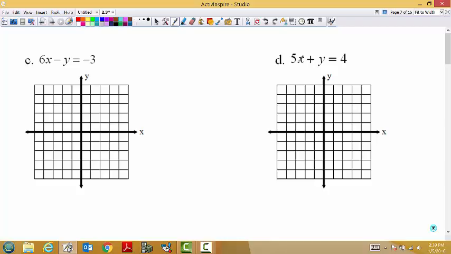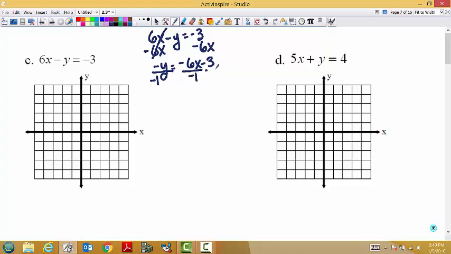Now C and D are harder because they are not already in y equals mx plus b. So if they're not in y equals mx plus b, you need to put them in y equals mx plus b. So I'm going to solve for y. You remember you're solving for y, so how do you get rid of a positive 6x? You subtract 6x. So I have a negative y equals, and I go ahead and write my x first because I wanted it in mx plus b. Negative 6x minus 3, and then I divide everything by negative 1. So y is a positive 6x plus 3.